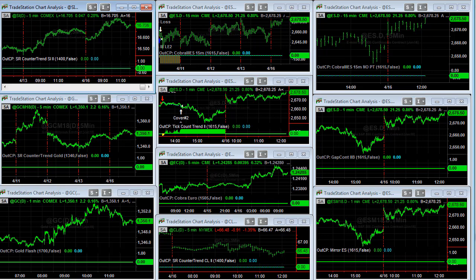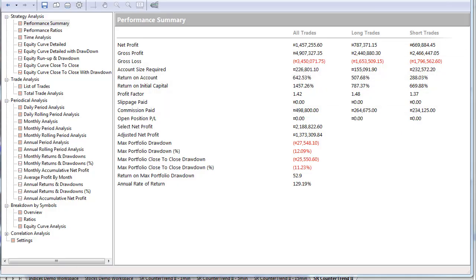But to take a look at the results, we pull in the portfolio trader for all 44 algorithms, and you see the total net profit, the long and short trades. When we include the 100K portfolio strategies, some of those are long only. SR CounterTrend 2 trades a balance of longs and shorts. The average trade profits are pretty balanced, but some of the other 100K strategies are long only, like Gold Flash and some of the others.